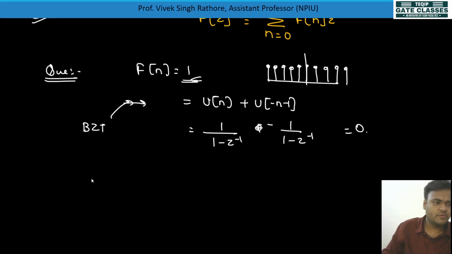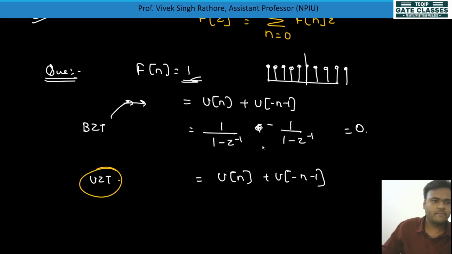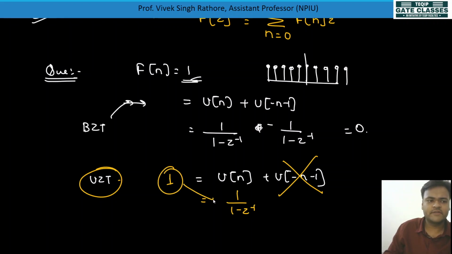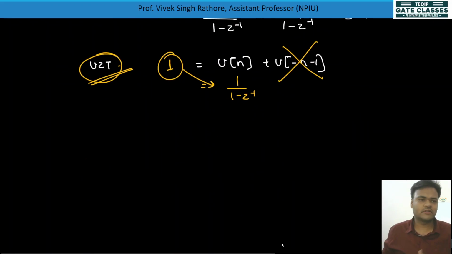But for the unilateral Z transform, it will be u of n plus u of minus n minus 1. See, for the unilateral Z transform, no negative values are taken, so this term will not be taken, so 1 will be equal to u of n, which has Z transform 1 by 1 minus Z inverse. So ultimately 1 will have Z transform 1 by 1 minus Z inverse, and this is for the unilateral Z transform, nothing more than that.